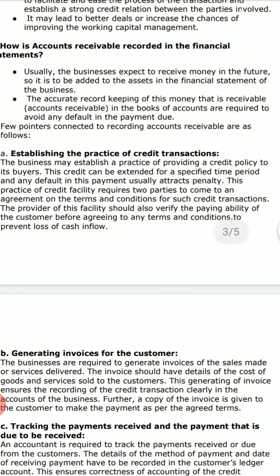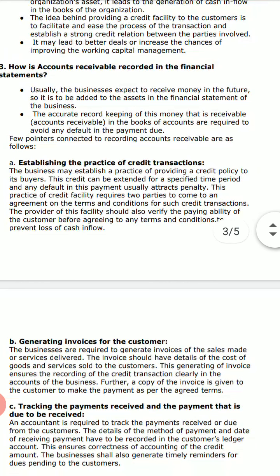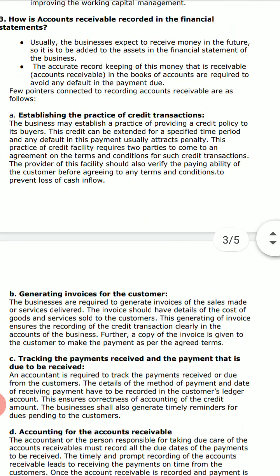So usually the business expects to receive the money in future, so it is added to the asset side in the financial statement of the business, that we have discussed yesterday also, because the money is receivable in the future, so it becomes more or less the asset of the company, and that is why it is noted on the asset side. The next is accurate record keeping of this money that is receivable. Account receivable in the books of accounts is required to avoid any default in the payment due.